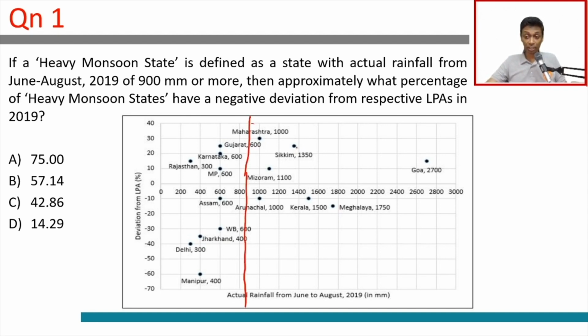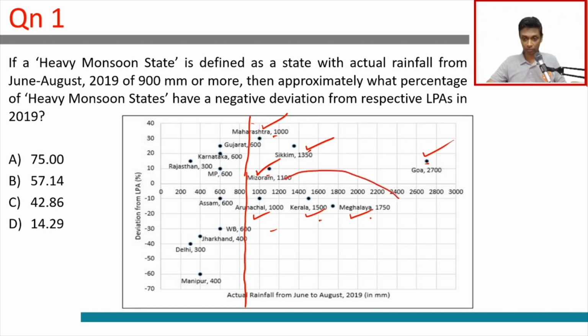Negative deviation from respective LPAs. We need to count what percentage have this. First of all, Maharashtra is a heavy monsoon state. So is Sikkim. So is Mizoram. Arunachal, Kerala, Meghalaya, Goa. All of these are heavy monsoon states. So there's 1, 2, 3, 4, 1, 2, 3, 4, 5, 6, 7. Out of these 7, approximately what percentage have negative deviation?